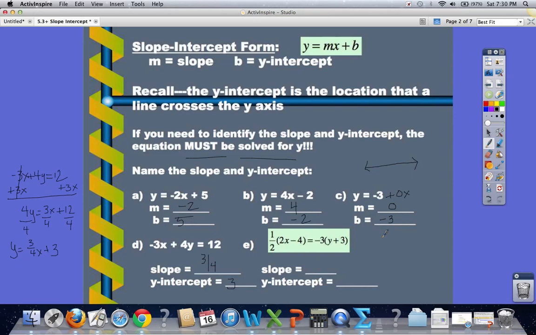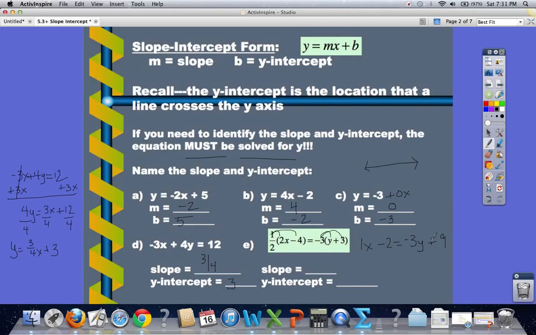All right, now this one is a little bit more complicated. As you can see, it is not solved for y, and we will do it because we need to practice doing the more complicated ones just as well. We need to distribute first. Whenever you see those parentheses, they've got to go. So distributing, you're going to have 1/2 times 2x, which is going to make 1x. 1/2 times a -4 is going to make a -2 equals. Now let's do the other side. -3 times y, -3y. And -3 times 3, which is going to make a +9.